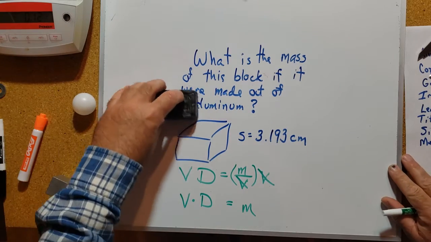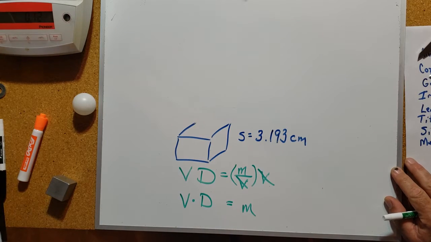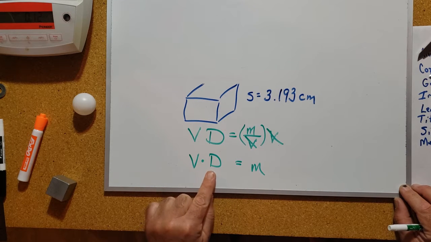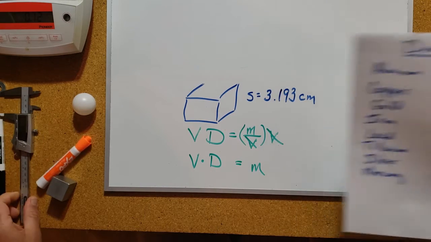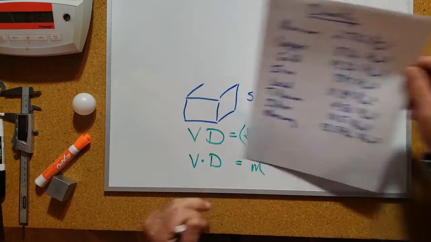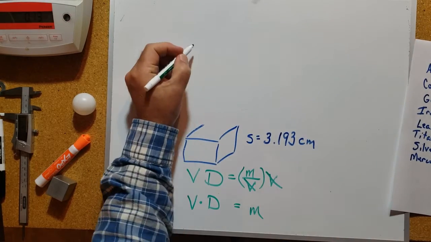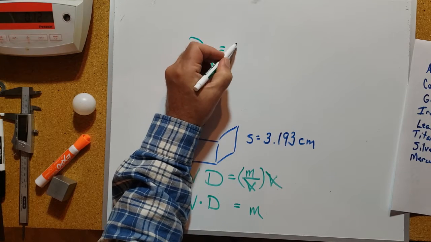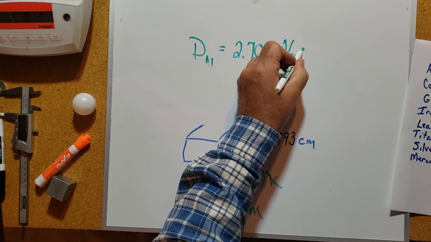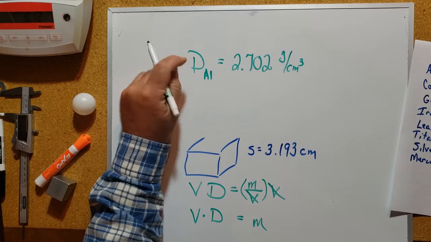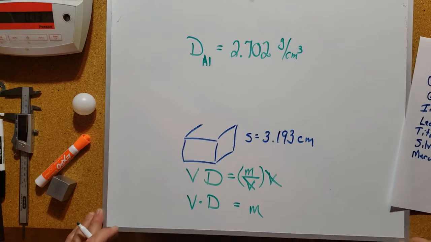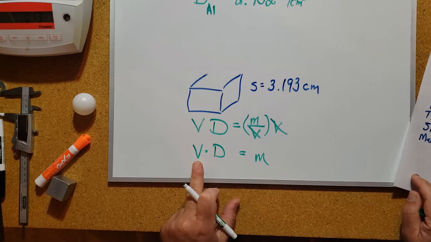Now let me make a little room for myself here. Notice in this formula, to find mass, I need density and I need volume. The density I'm going to get by looking it up based upon its identification of aluminum. Aluminum has a density of 2.702 grams per cubic centimeter. So let me write that here. The density of aluminum equals 2.702 grams per cubic centimeter. D for density, and I put a little Al underneath it to identify it as the density of aluminum. Makes sense? So I have the density part of this formula. All I need is the V.